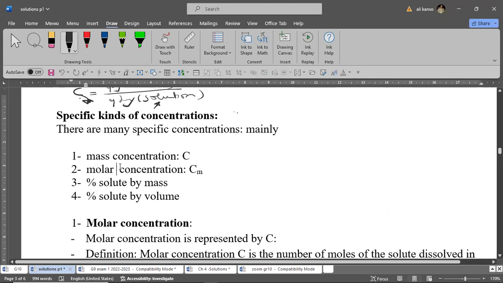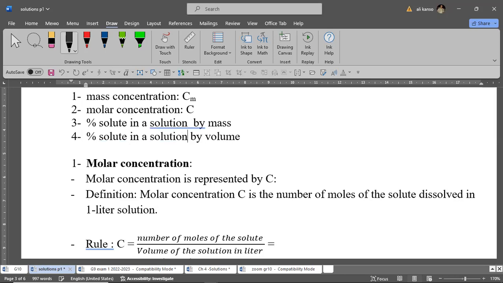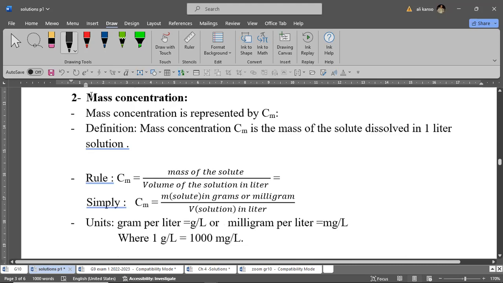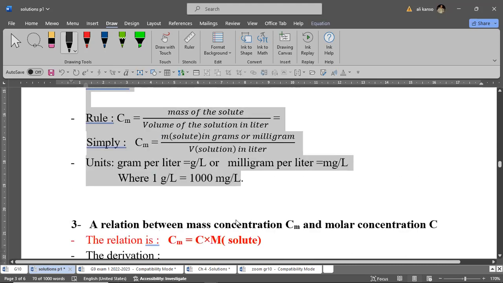Mass concentration is labeled by C small m, and molar concentration is labeled by C. We also have the percentage of solute in a solution by mass, and the percentage of solute in a solution by volume. First of all, let's talk about the mass concentration, as we said in class.